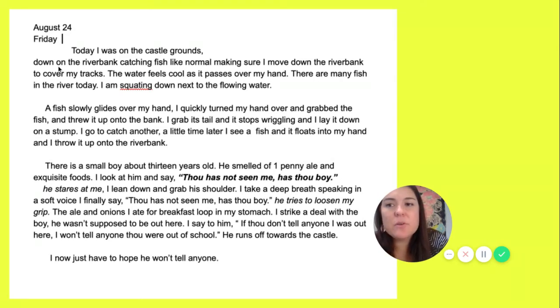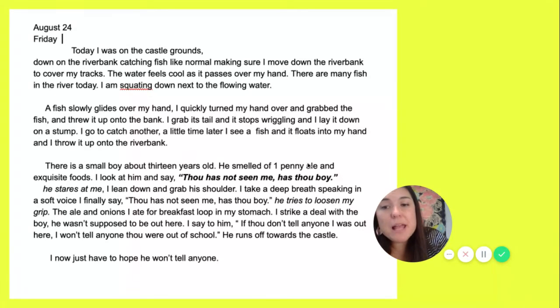"Today I was on the castle grounds down at the riverbank, catching fish like normal, making sure I moved down the riverbank to cover my tracks." You can tell from the very first sentence, this is the poacher, that he's trying to cover his tracks because he knows he's doing something that's wrong, but it's something that he has to do every day. Even though they know it's wrong, it's something that they have to do to be able to eat.